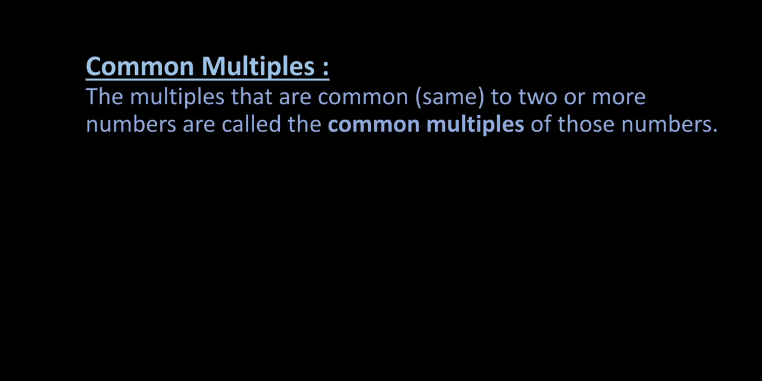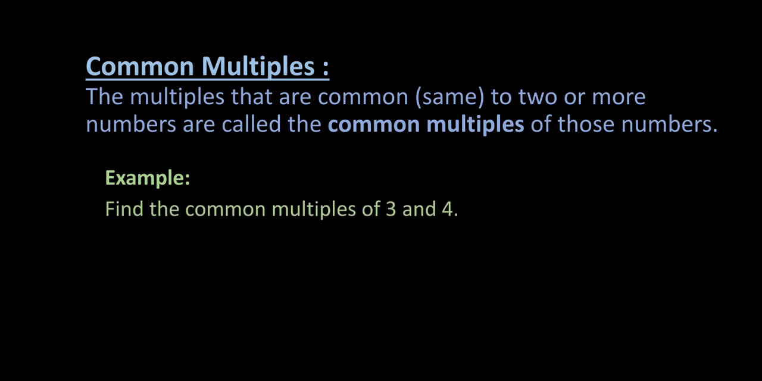The multiples that are common or same to two or more numbers are called common multiples of those numbers. Two or more numbers having the same factors, same multiples are known as common multiples. Here is an example. Find the common multiples of 3 and 4. Now come to the solution.